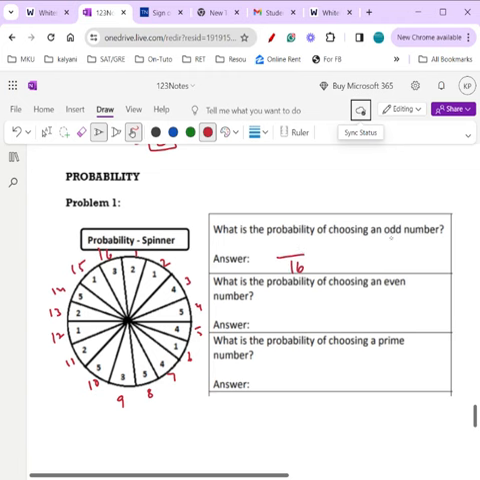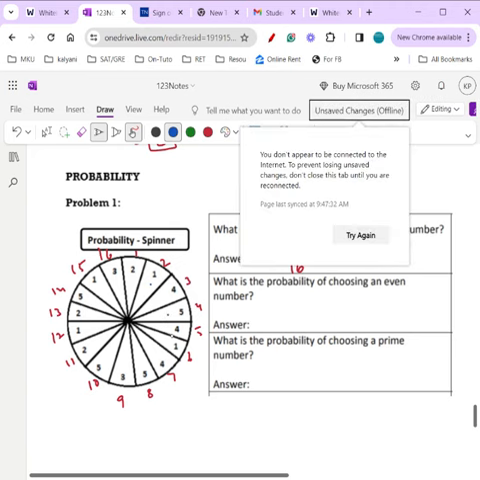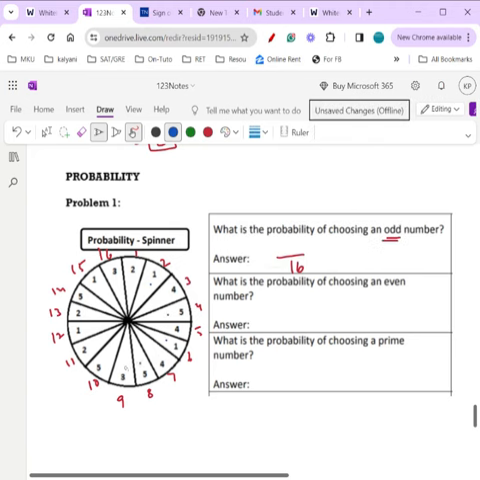Okay. Now, probability of choosing an odd number. Odd numbers means like 1, 3, 5, 7, those numbers. Now look at the odd numbers on this wheel. 1, 2, 3, 4, 5, 6, 7, 8, 9, 10. So there are 10 odd numbers. So the probability is 10 out of 16. You can reduce it by 2. That's 5 out of 8.